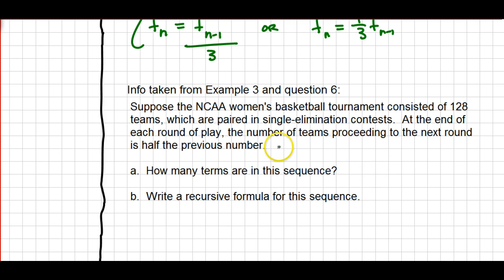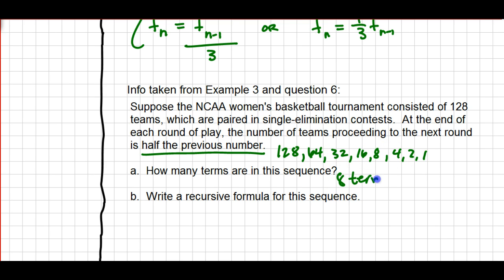Well, let's generate the sequence. We know the first term is 128, and we know that to generate the next number, we do half. So half of 128 is 64. Half of 64 is 32. And then we're just going to keep going from there. And so by the time we get to one winner, we are done with our sequence. So now just count them up. 1, 2, 3, 4, 5, 6, 7, 8 terms. There's nothing fancy here. There's no special formula that you have to learn. It's simply just figuring out how many terms it has by generating the sequence itself.